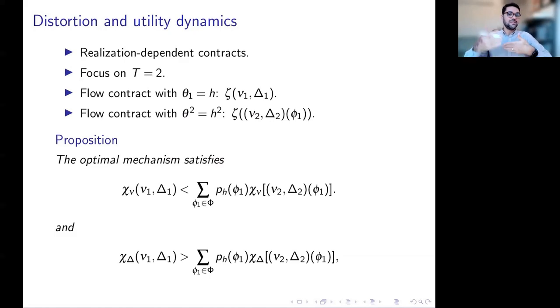But of course, the exact contract obtained in the second period will depend on the income realization of the first period. So for some particular income realizations, it could be the case that the contract offered in the second period is going to be worse in terms of flow utility and is going to have more distortions. So in an appropriate sense, these partial coverage contracts are becoming more attractive and less distorted.